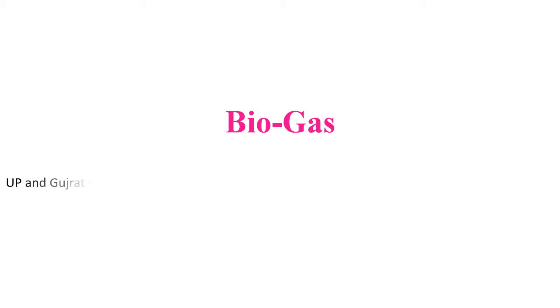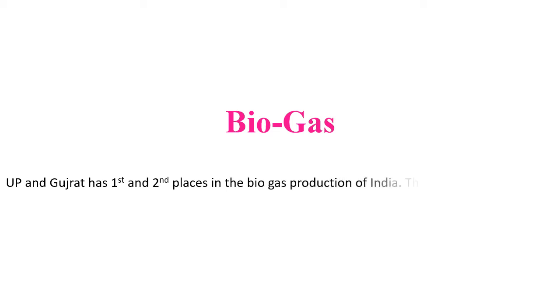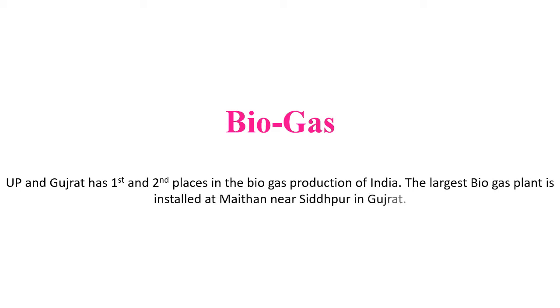Biogas. Uttar Pradesh and Gujarat hold first and second place respectively in biogas production in India. The largest biogas plant is installed at Vitan near Siddhpur in Gujarat. Others are at Rudratala and Dantewada in Gujarat state.